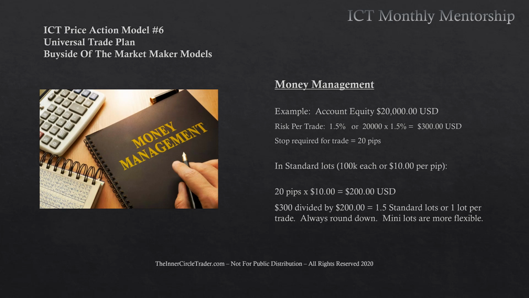And finally, a standard lot would be $100,000 in leverage, or $10 per pip, using a 20 pip stop loss in this trade plan. At $10 per pip would be a risk of $200, and with $300, which would be a maximum of 1.5% of $20,000, it would be $300 divided by 200, and that would be 1.5 standard lots, or in this case, 1 lot per trade, because you can't break a standard lot up. So that's why we like to use minis. Always round down. Mini lots are always more flexible.